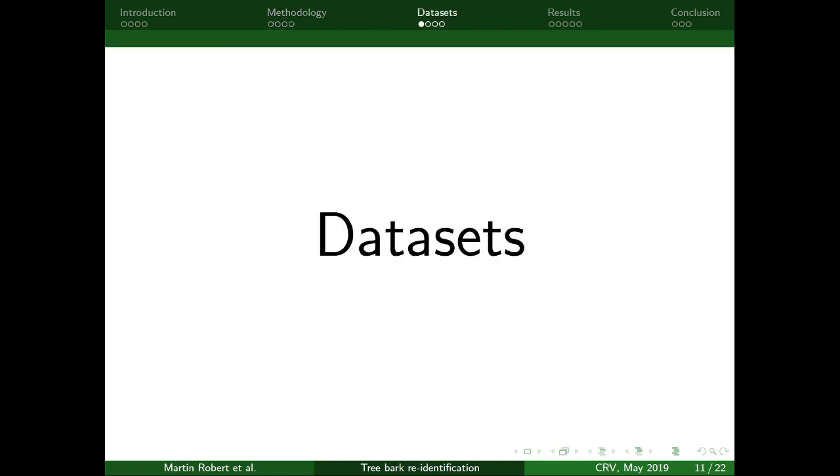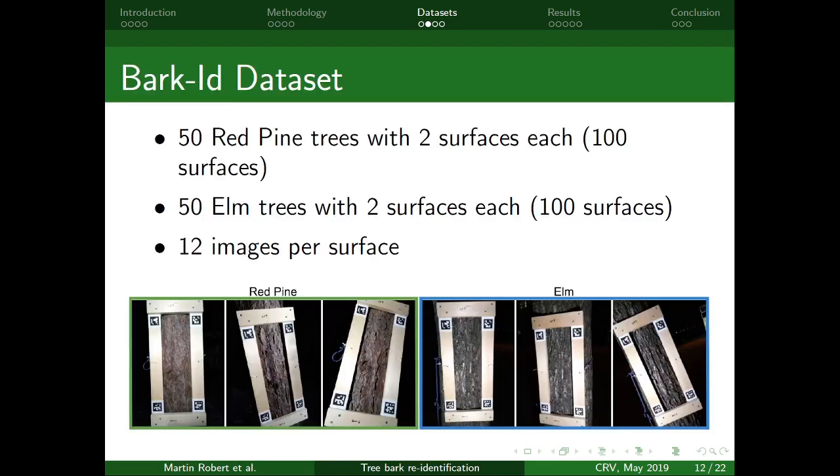This dataset section is an important piece of our work because, to the best of our knowledge, already existing bark datasets are for species classification only, while bark surface re-identification requires a dataset to be indexed by instance and allow image registration. So, we begin by collecting the Bark ID dataset.